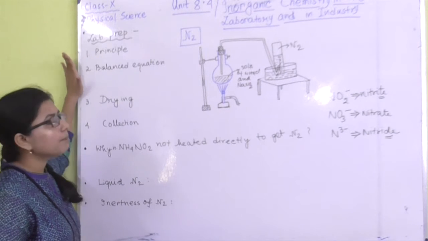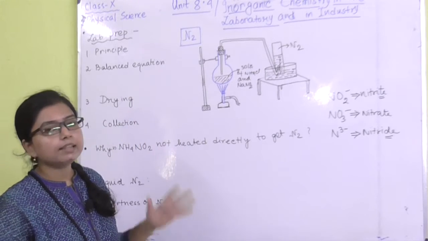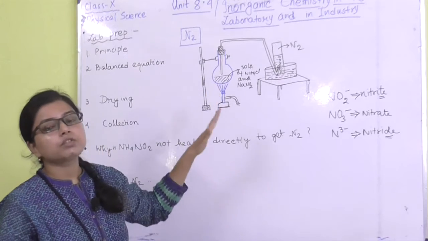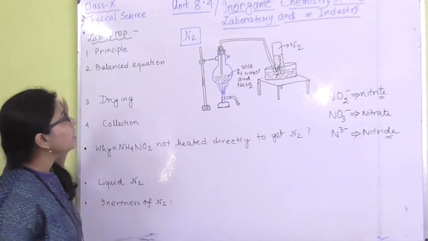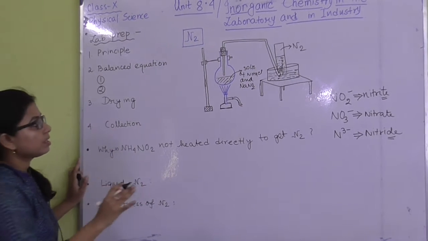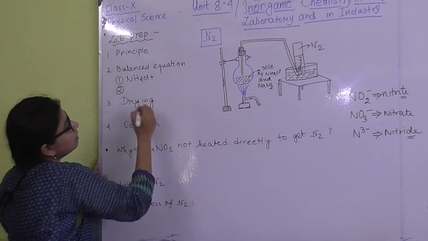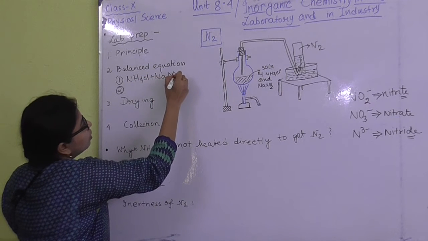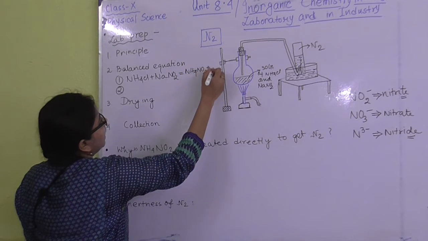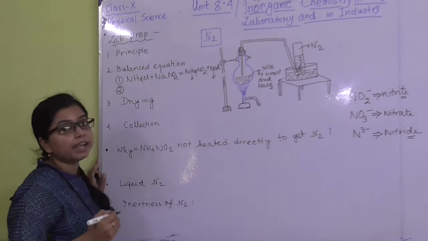Number one is principle. The principle is very easy for nitrogen preparation. We have to take just NH4Cl, that is ammonium chloride, and sodium nitrite, that is NaNO2, and the mixture is to be gently heated. The next thing is balanced equation. The process actually happens in two steps. In the first step, NH4Cl reacts with NaNO2 forming NH4NO2 and NaCl. This is sodium chloride and this is ammonium nitrite.